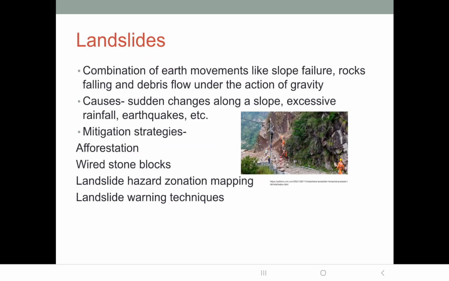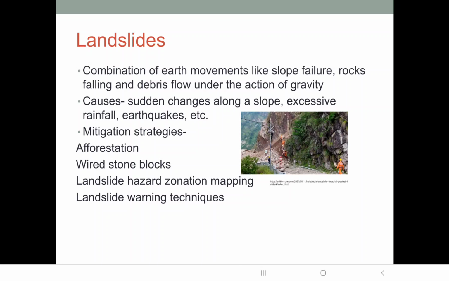Okay, then developmental activities like building of roads for connectivity. The ghats are built, so that is also one of the reasons. Excavation of minerals. Okay, excavation of minerals also is responsible for changing the land use along the slope. Then tunnels, isn't it? All of these activities are responsible for causing landslides.